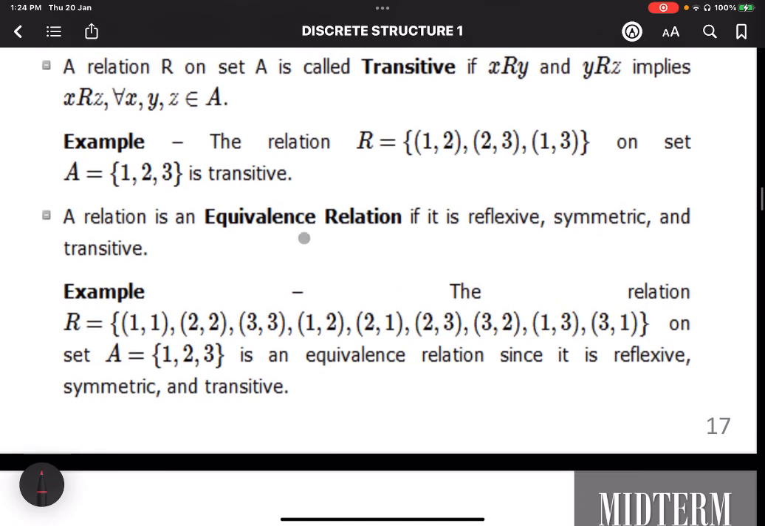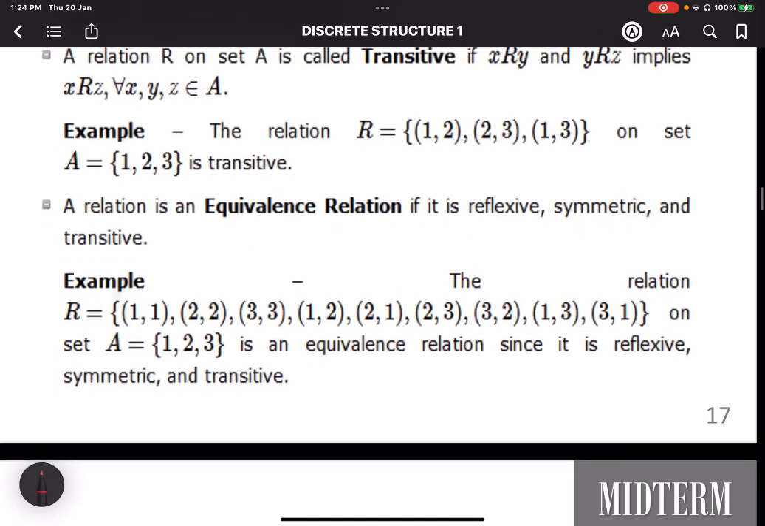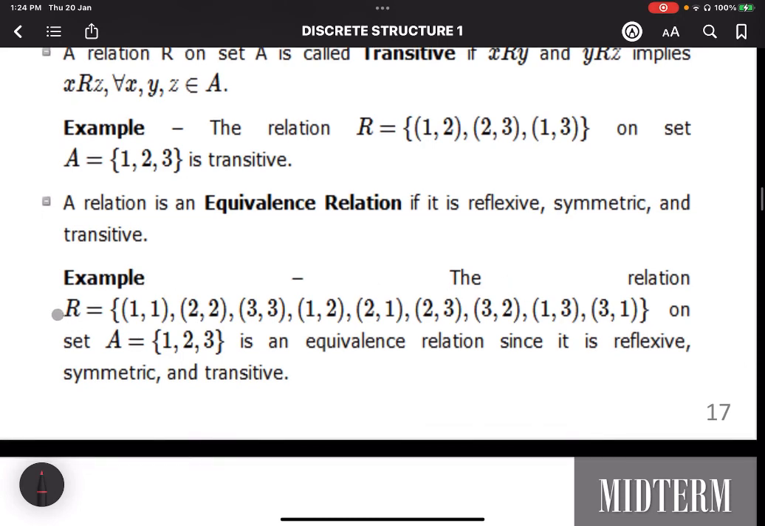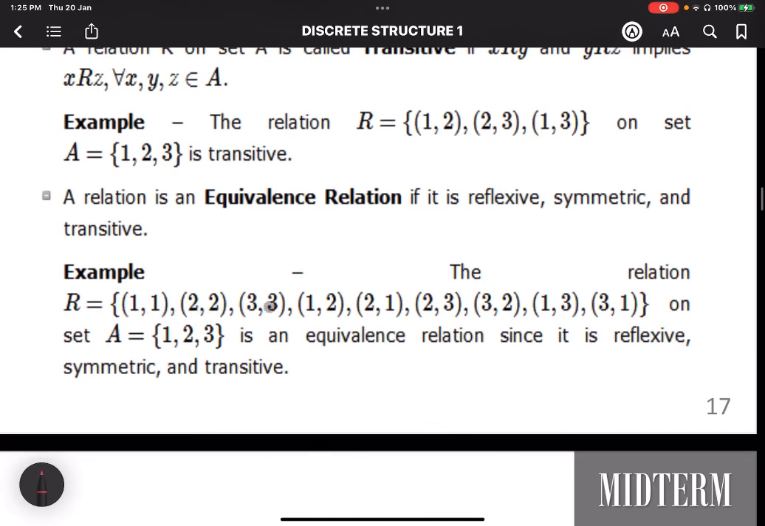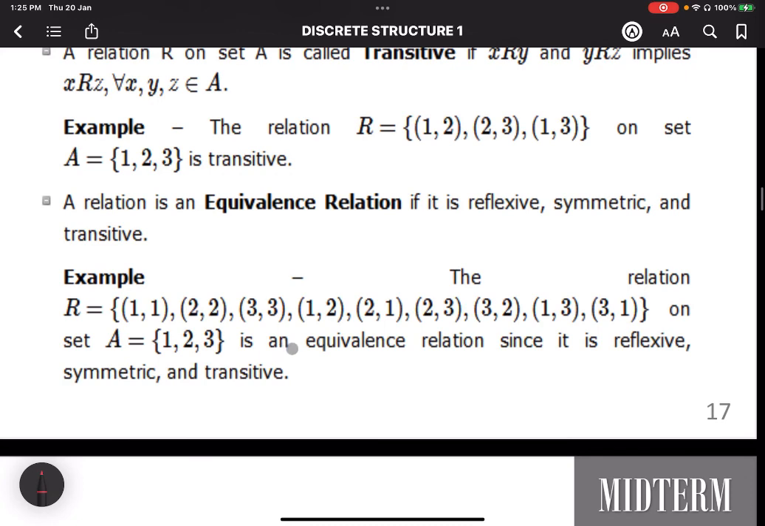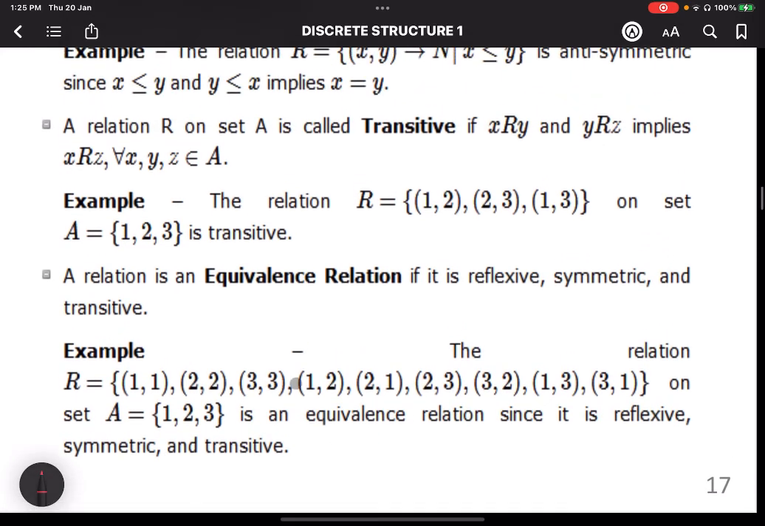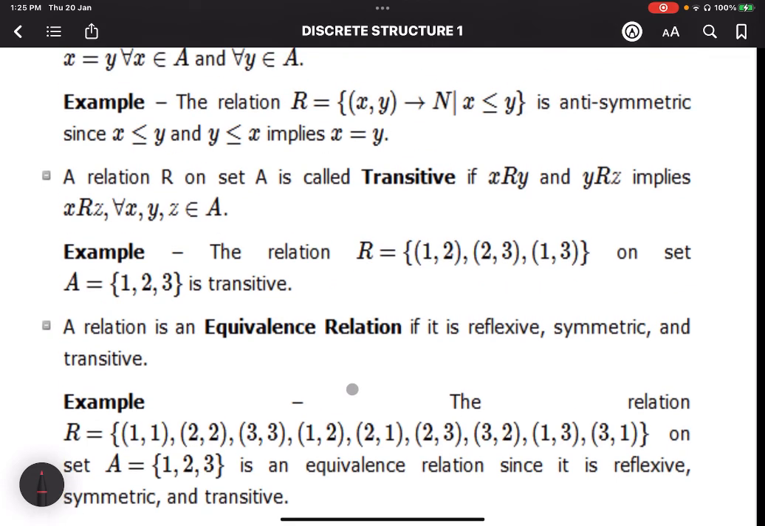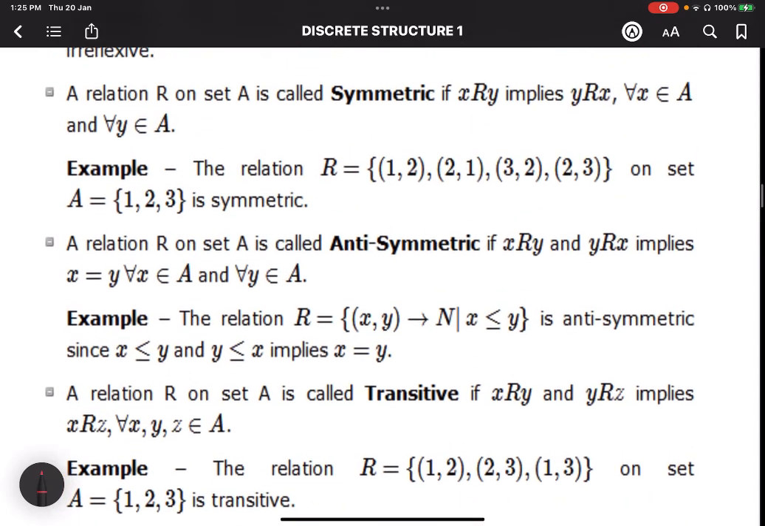A relation is an equivalence relation if it is reflexive, symmetric, and transitive. Example, the relation set R is equal to {(1, 1), (2, 2), (3, 3)}. So, makita nyo rito na sila ay pare-pareho, no, ng laman. No? Both reflexive, symmetric, at the same time transitive. So, it is an equivalence relation since it is reflexive, symmetric, and transitive. So, these are all for the part 2 of our prelim lesson in discrete structure.